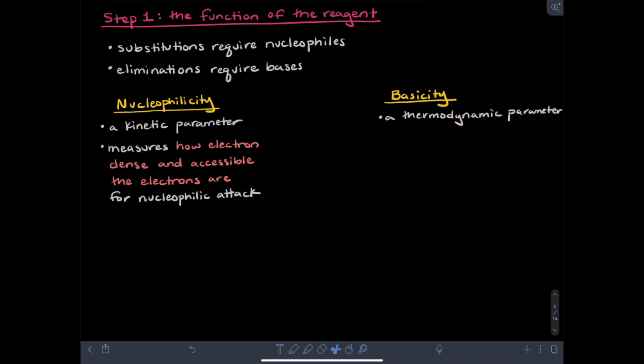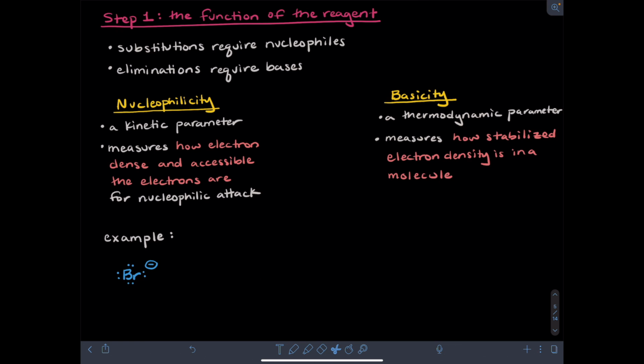In contrast, basicity is a thermodynamic parameter. How stable are the reactants compared to the products of an equilibrium? Basicity measures how stable the electron density is within a molecule. The more stable the electron density, the weaker the base.